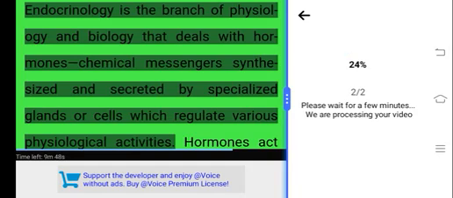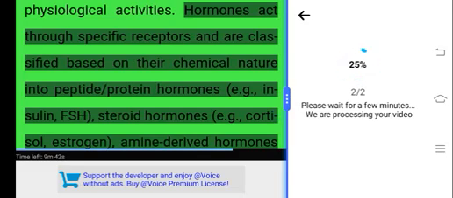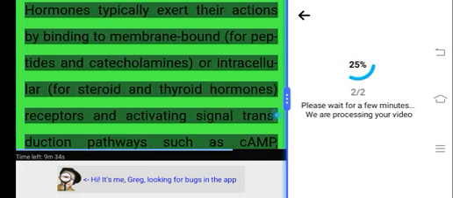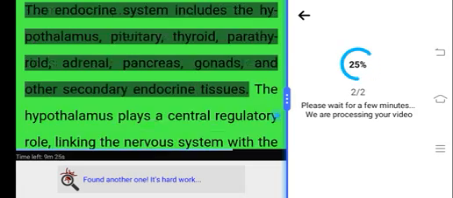Endocrinology is a branch of physiology and biology that deals with hormones, chemical messengers synthesized and secreted by specialized glands or cells which regulate various physiological activities. Hormones act through specific receptors and are classified based on their chemical nature into peptide/protein hormones (e.g., insulin, FSH), steroid hormones (e.g., cortisol, estrogen), amine-derived hormones (e.g., adrenaline, thyroxine), and lipid-based hormones (e.g., prostaglandins). Hormones typically exert their actions by binding to membrane-bound (for peptides and catecholamines) or intracellular (for steroid and thyroid hormones) receptors and activating signal transduction pathways such as cAMP, IP3, DAG, tyrosine kinase, or nuclear transcription regulation.